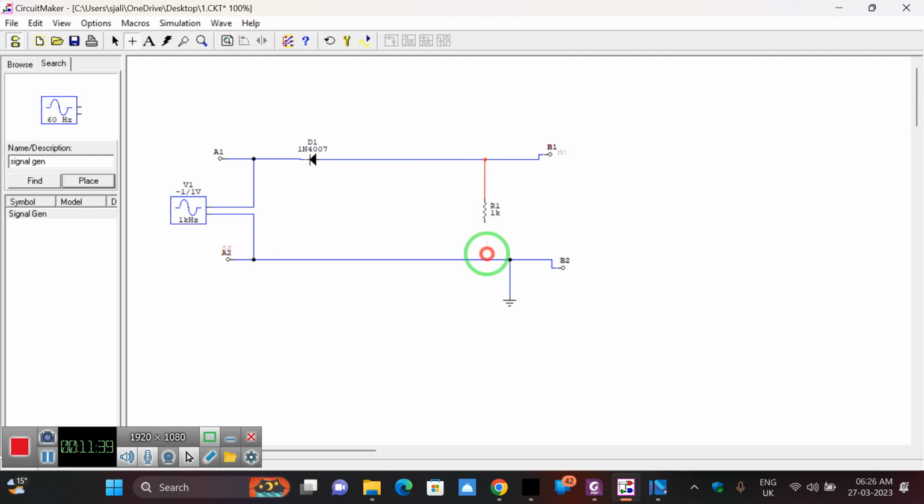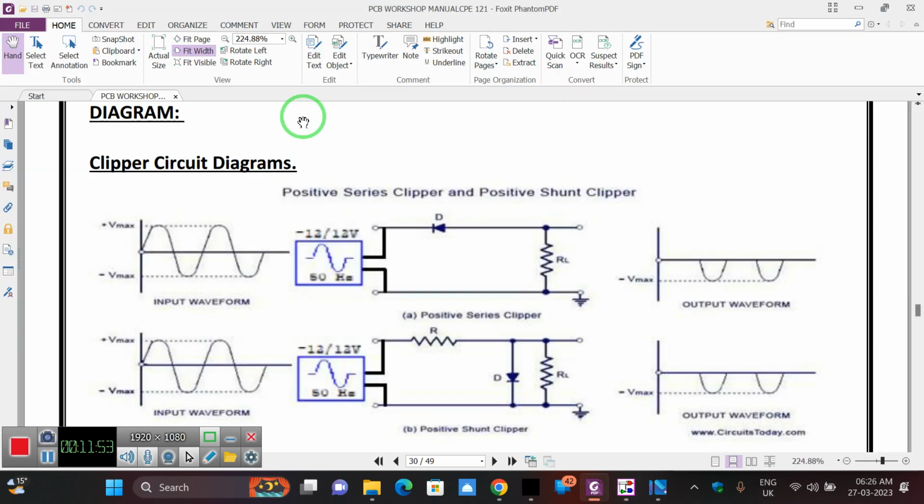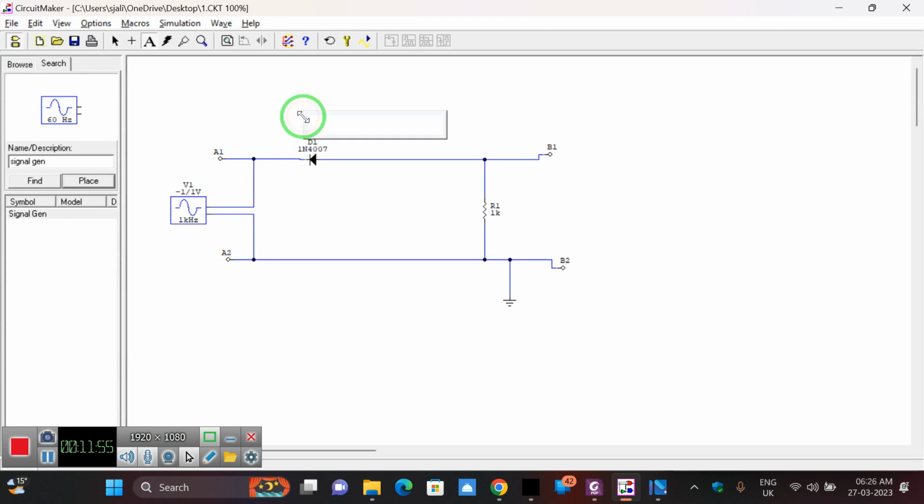And now our circuit is complete, so you can save it. Now use this one. All are set. Now for making the first one, we'll write some text here. What is the name of this? Positive series clipper. Yeah, this is positive series clipper. It's not fitting, then you have to increase it. Yeah, then this one is ready.